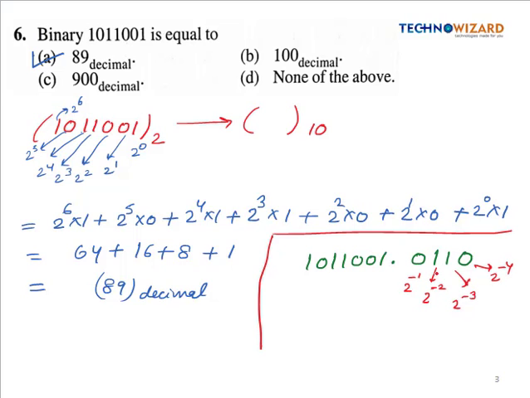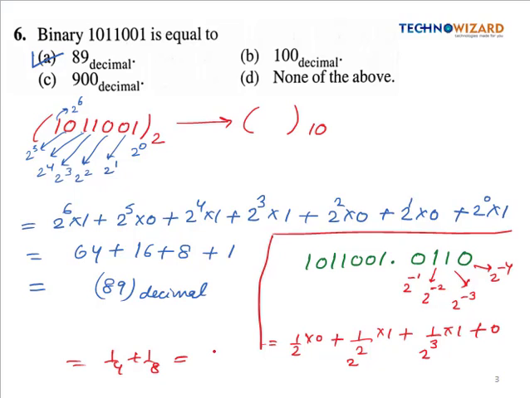Simply simplify this. I am solving only this part because I have already solved the other part. 2 to the power minus 1 is 1 by 2 into 0. This will be 1 by 2 to the power 2 into 1 plus 1 by 2 to the power 3 into 1. This will be 0. So this will be equal to 1 by 4 plus 1 by 8, which is 3 by 8, which is equal to 0.375. So the overall answer will be 89.375.